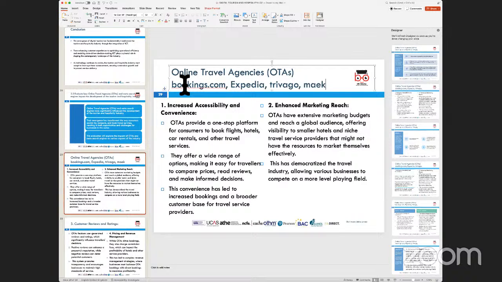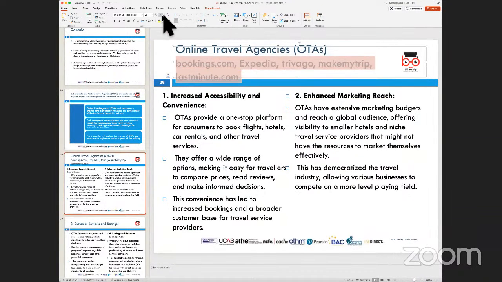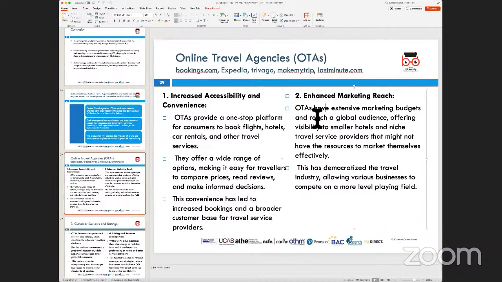You have sites like MakeMyTrip.com, which became quite useful and important, lastminute.com. These are sites which provide you bargains or deals, and it allows you to compare various services that you're trying to get hold of by going to one site rather than visiting so many different websites. Now, they are basically all classed as what are called online travel agencies.